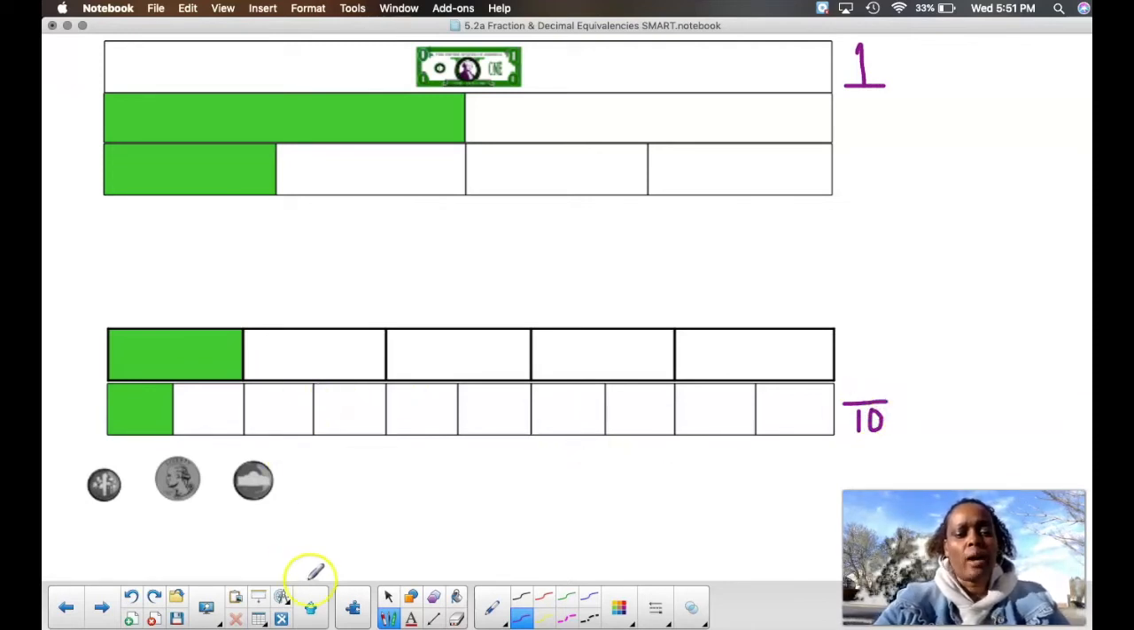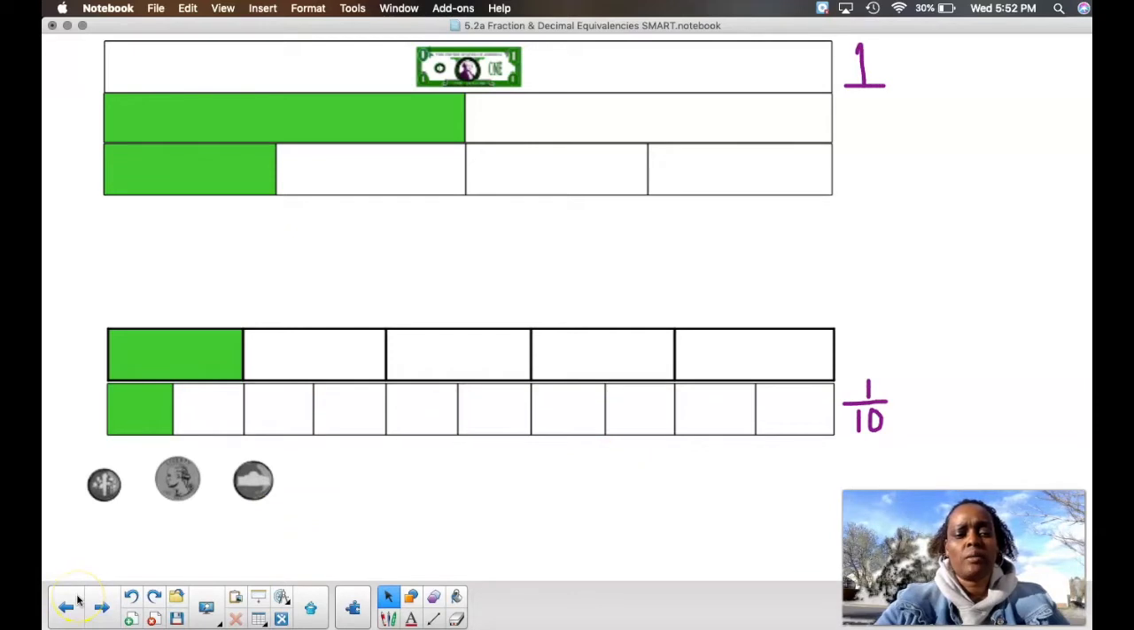So if we think about just that one section that's shaded in green, what would our numerator be? If you said 1, you're right again. So our fraction that represents that green section that's shaded in is 1/10. So we can use money to determine what 1/10 looks like as a decimal. So think about the coins that you see down the bottom. Which coin could we put into each of these 10 sections and it would equal $1?